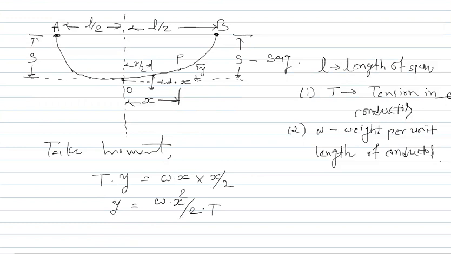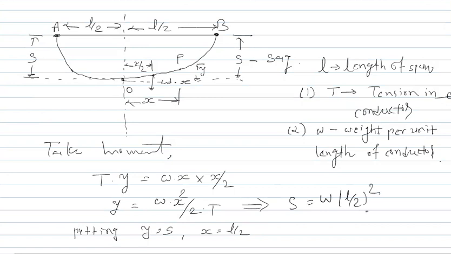Now I want to shift this point P to B, right? If I am shifting this point P to B, the Y coordinate becomes S and the X coordinate becomes L by 2 distance. So putting Y equal to S and X equal to L by 2, this equation is modified: S equal to W into (L by 2) square by 2T.